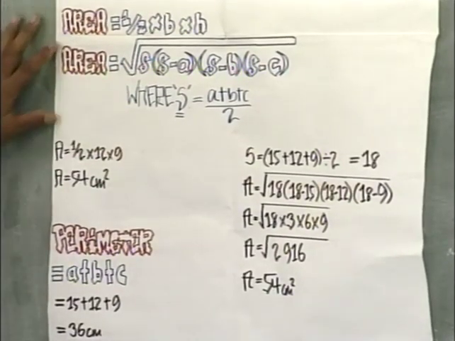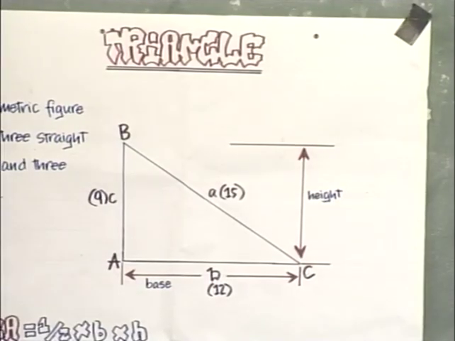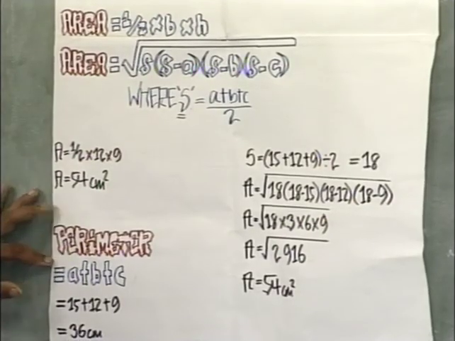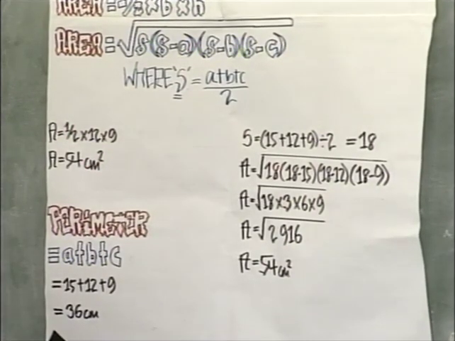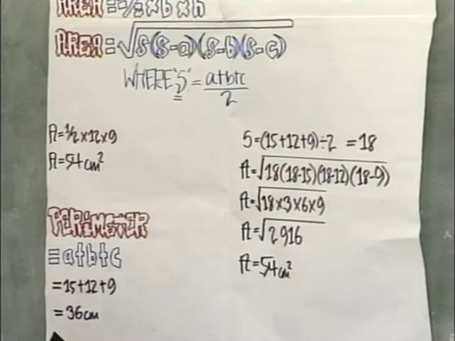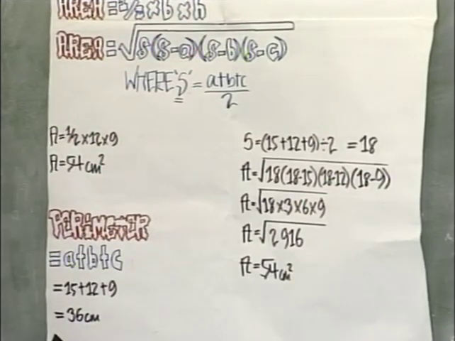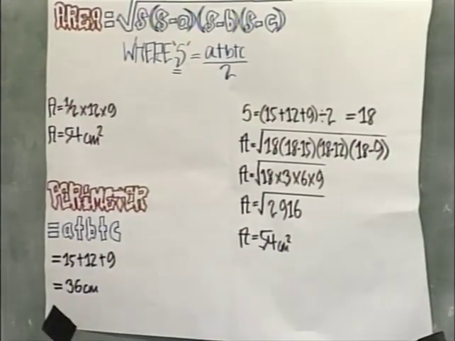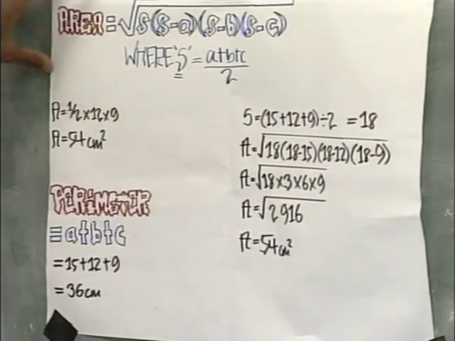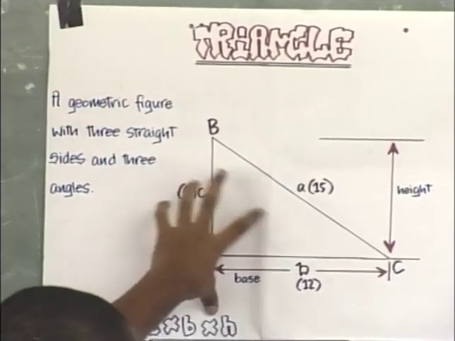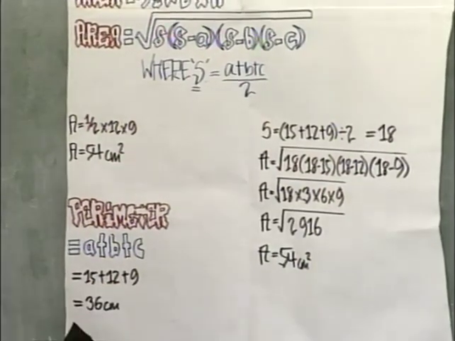Using the first rule, half times 12 times 9, which is the base and the height, also equals 54 square centimeters. For the perimeter, there are three triangles: the isosceles, the scalene, and the equilateral. The formula for the equilateral is 3 times S, and for the scalene triangle, add all sides. Since this is a right triangle, it's also a scalene because the three sides aren't equal. So 15 plus 12 plus 9 equals 36 centimeters.